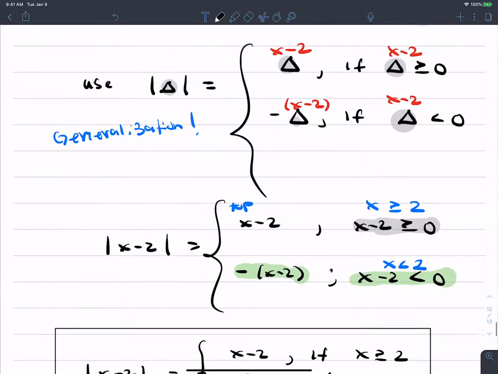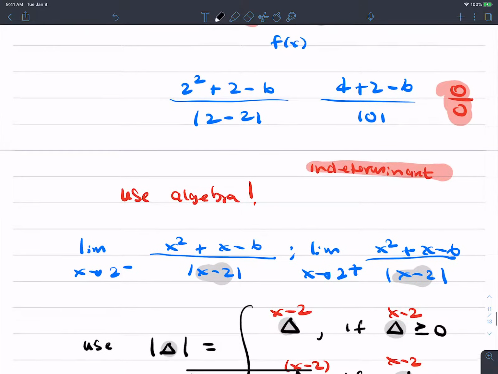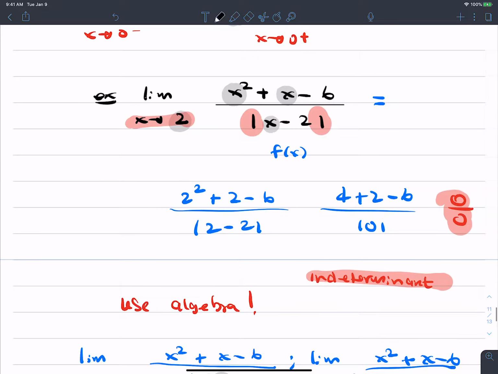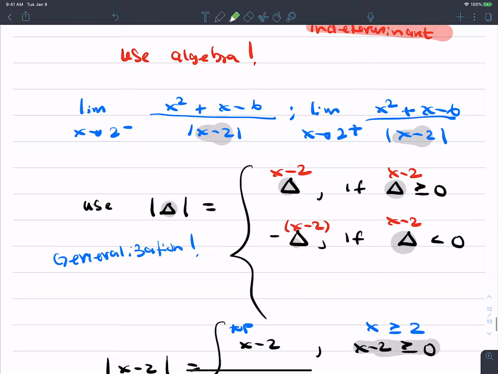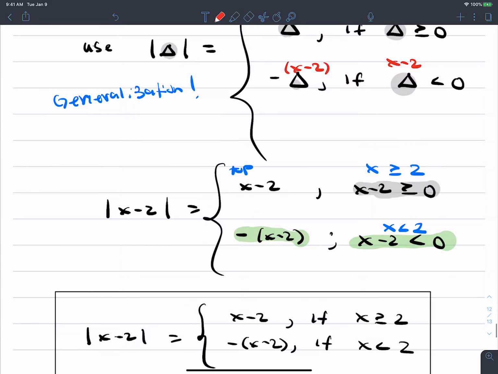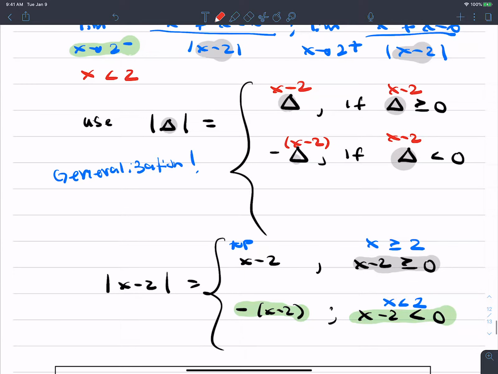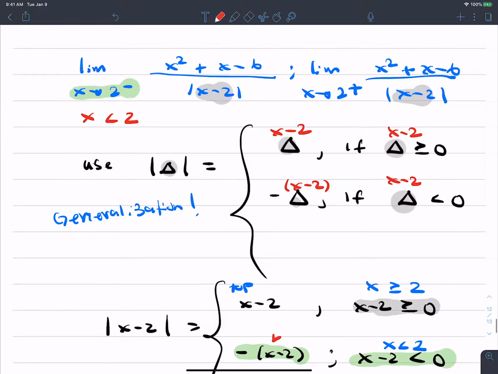You go, okay, well, what does it have to do with this particular question here? Well, this is going to help us simplify. Remember, I have 2 questions. The left, this is approaching 2 from the left. That means x is smaller than 2. And when x is smaller than 2, here's what I use. So I replace this with minus (x minus 2).